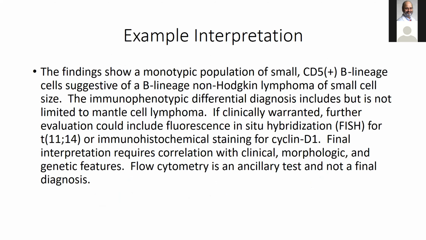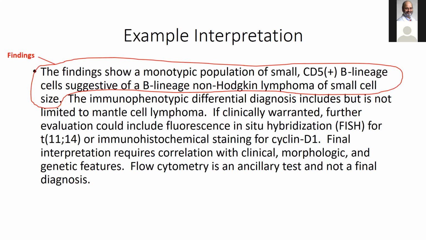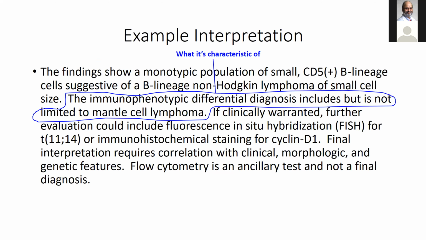All right, so based off of those findings, this is an example of the interpretation that I would release. So in my interpretation, I'm going to go ahead and give them my findings. I'm going to tell them the findings show a monotypic population of small CD5 positive B lineage cells, and this suggests a B lineage non-Hodgkin lymphoma of small cell size. After I do that, I'm going to tell them what it is most characteristic of.